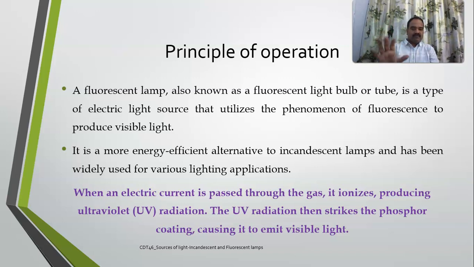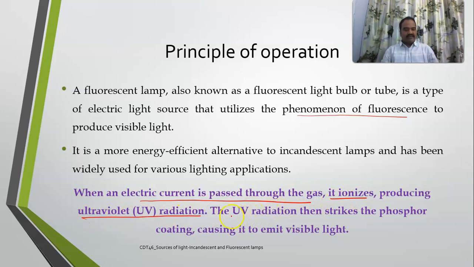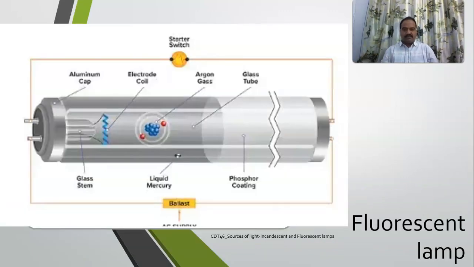So your fluorescent lamp, which we call a fluorescent light bulb, utilizes the phenomenon of fluorescence. It's a very energy efficient alternative when compared to your incandescent lamps. The simple principle: when an electric current is passed through the gas, it ionizes, thereby producing UV radiation. This UV radiation then strikes a phosphorus coating, causing it to emit visible light. So this is the principle here.